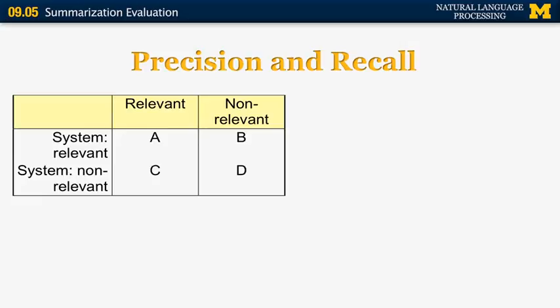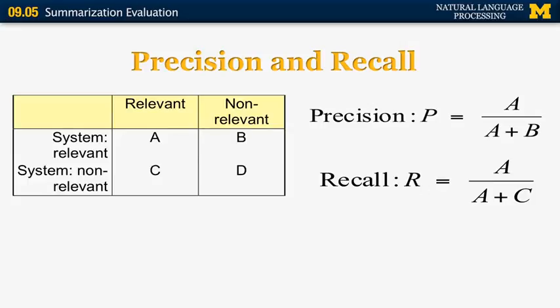So A and D are the numbers that give us good performance. The more cases we have where A and D are high and B and C are low, the better our system is going to be. Okay, so the metrics that we're going to use here are precision and recall. Precision, or P, is A divided by A plus B. So A plus B is all of the sentences that we produced as part of the summary, and we want to see of those how many were in the gold standard. Recall is A divided by A plus C.